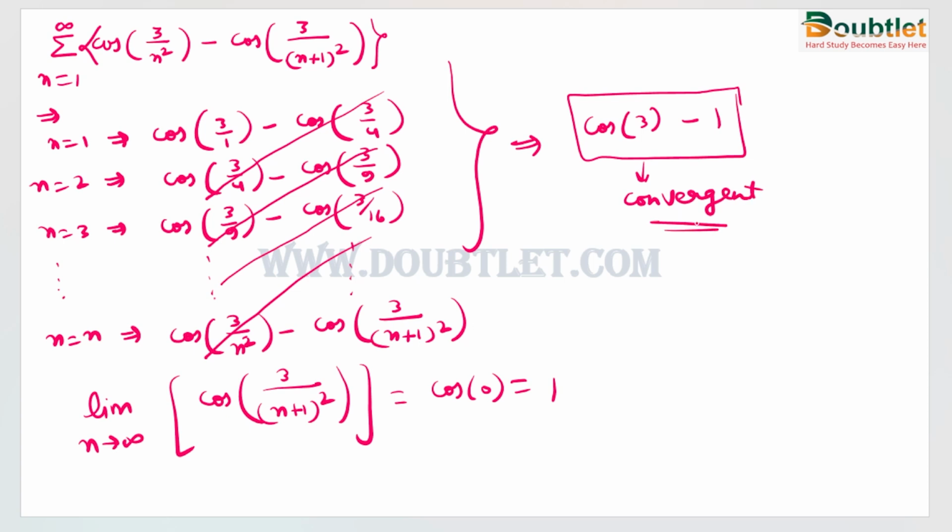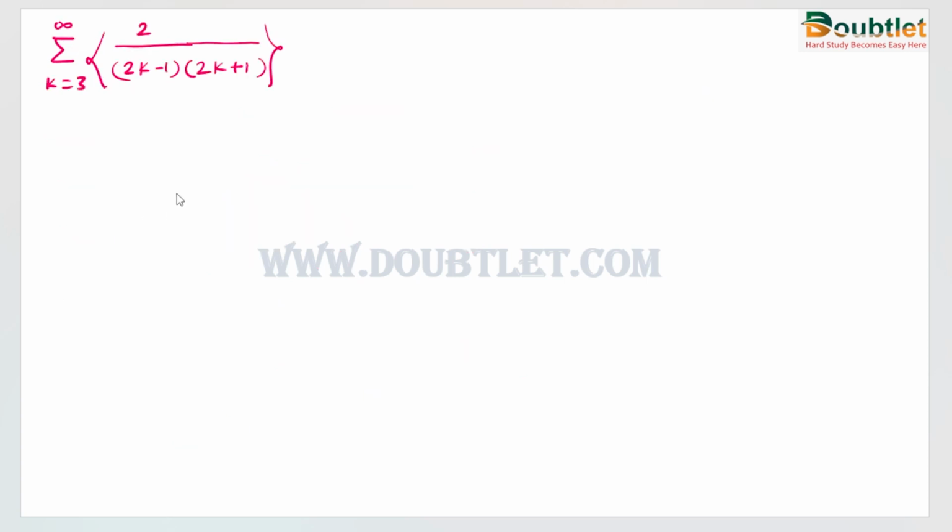So there might be a convergent series or divergent series that we can get from the telescoping series method. Now we will check out the last example of this video so that we can learn about the concept of telescoping series in a better way. So let's try to solve this.